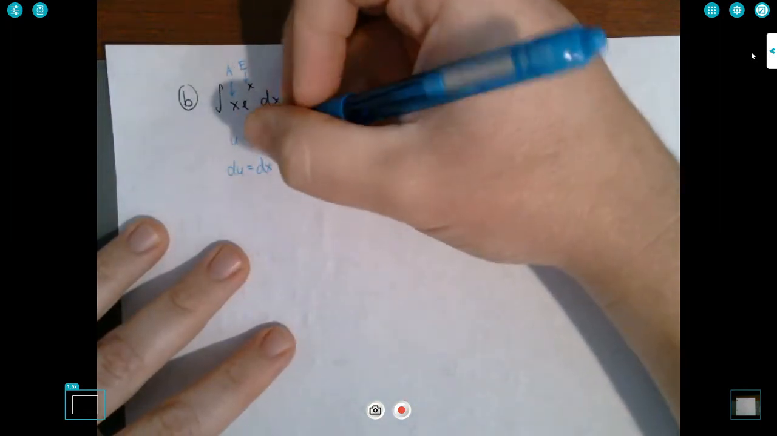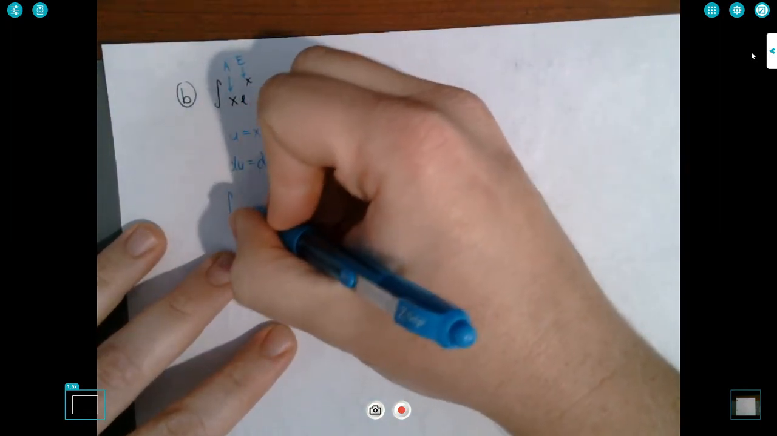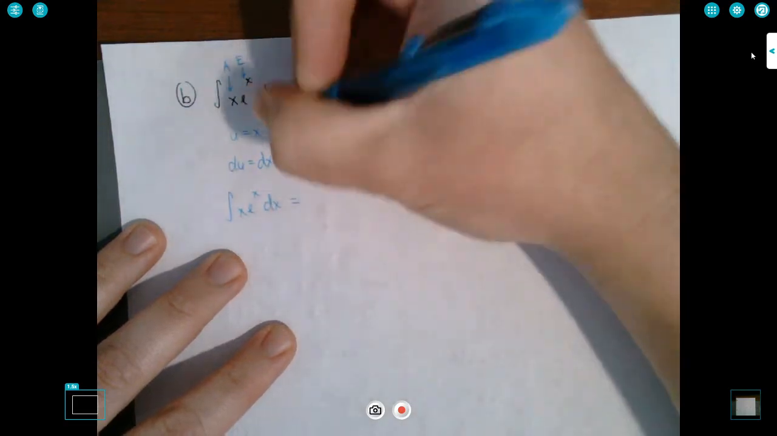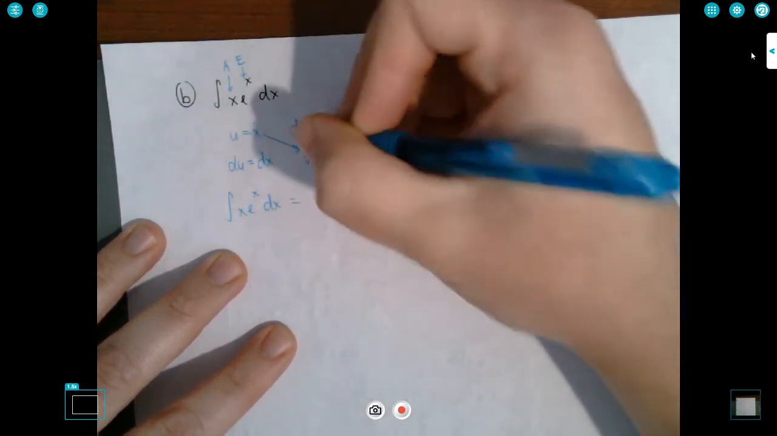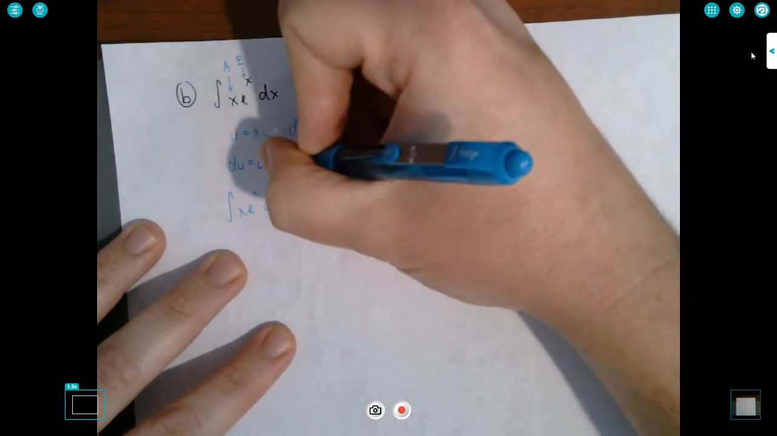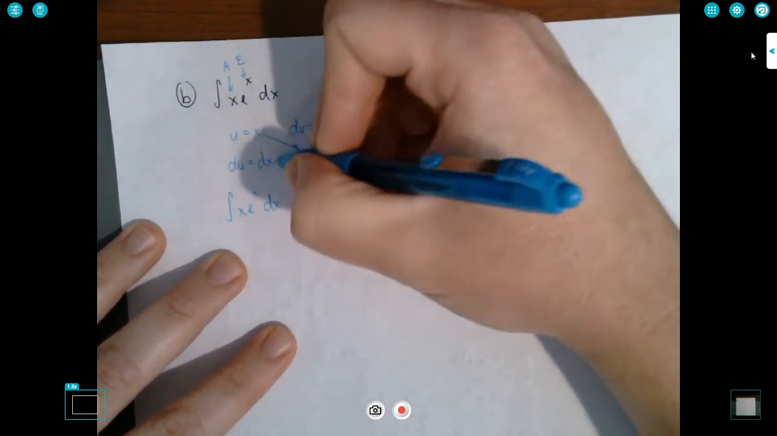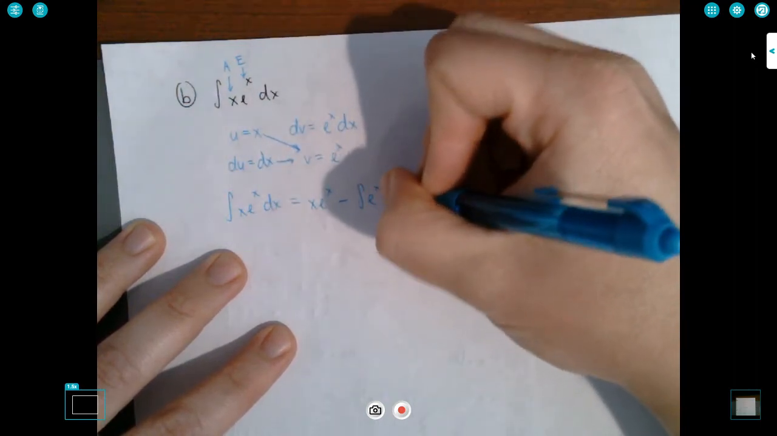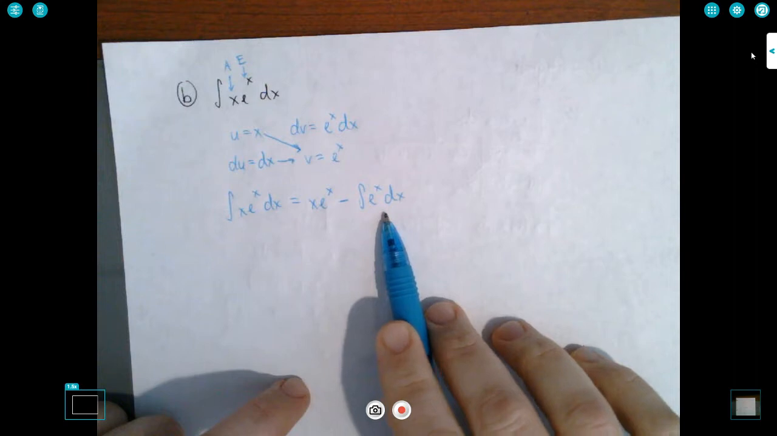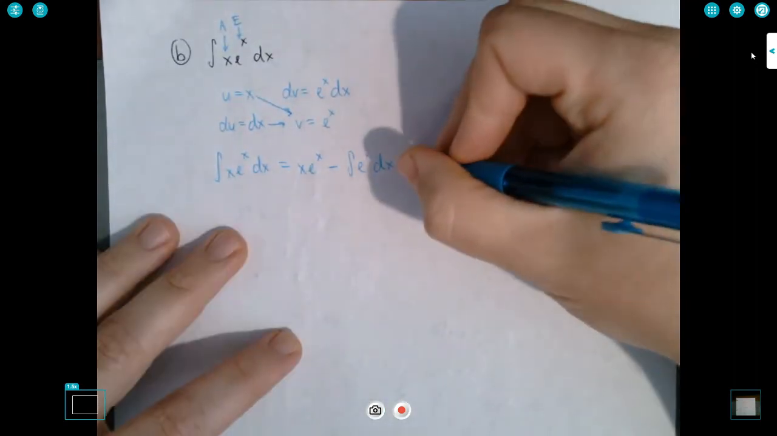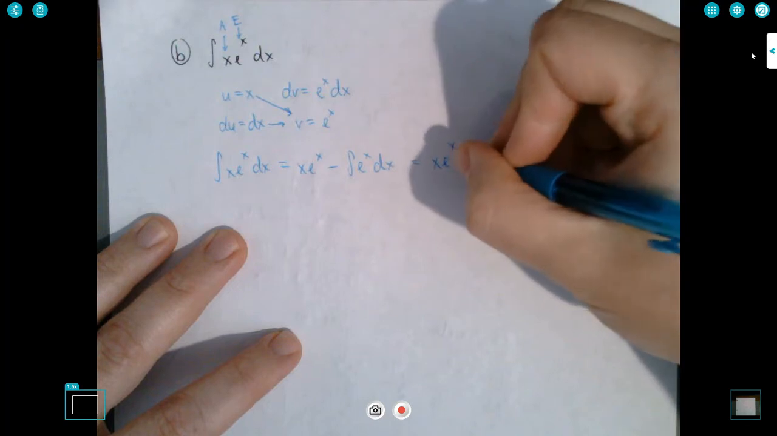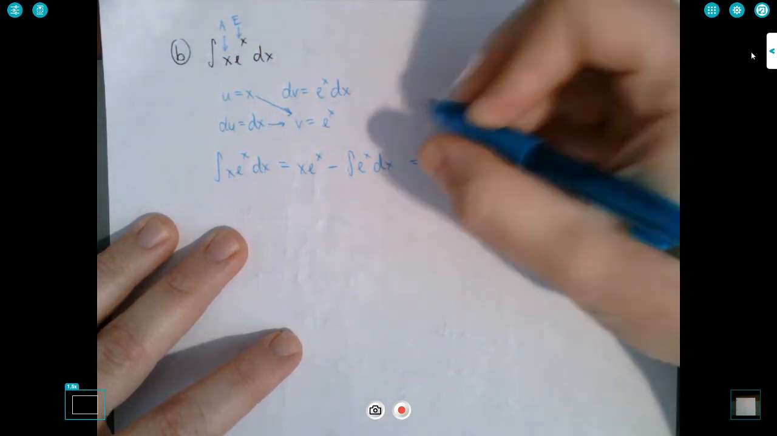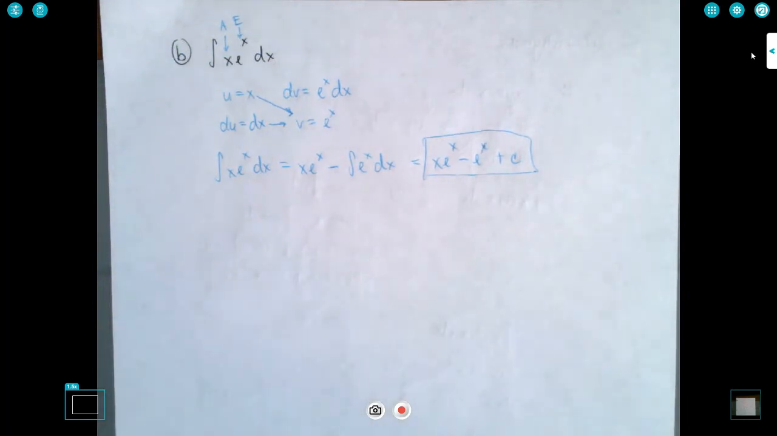And now you do this little thing, right? So integral of x e to the x dx is going to be x times e to the x minus the integral of e to the x dx. Do you see how nice that is now? This integral is super easy to evaluate. It's just going to be x e to the x minus e to the x plus c. And that's all there is to it. Again, you can check that by differentiating to make sure that it actually works, but it should work. Okay? So that's the idea.